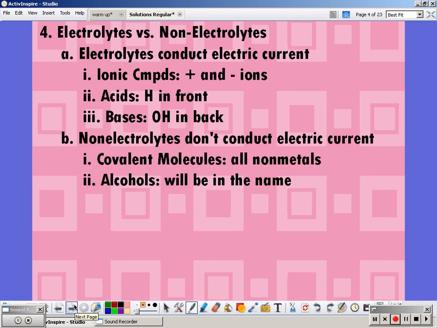You can also refer to solutions being electrolytes or non-electrolytes. An electrolyte is something that conducts electricity, and the reason it conducts electricity is because it breaks up into ions. Ionic compounds are electrolytes because they will break up into positive and negative ions. Acids are electrolytes because acids will break into H plus and whatever else it's with. Bases are electrolytes because they break up into hydroxide and whatever the hydroxide is with. Non-electrolytes don't conduct electricity because they don't break into ions.